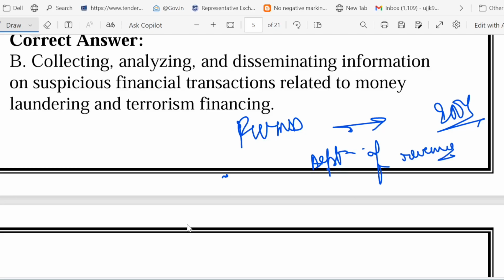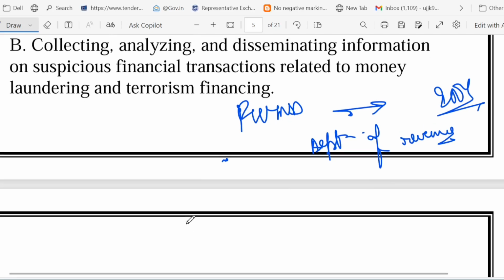Right, Ministry of Finance. Its role is to collect, analyze and disseminate information on suspicious financial transactions. Reports it handles include CTR, STR, NTR, CBWTR.